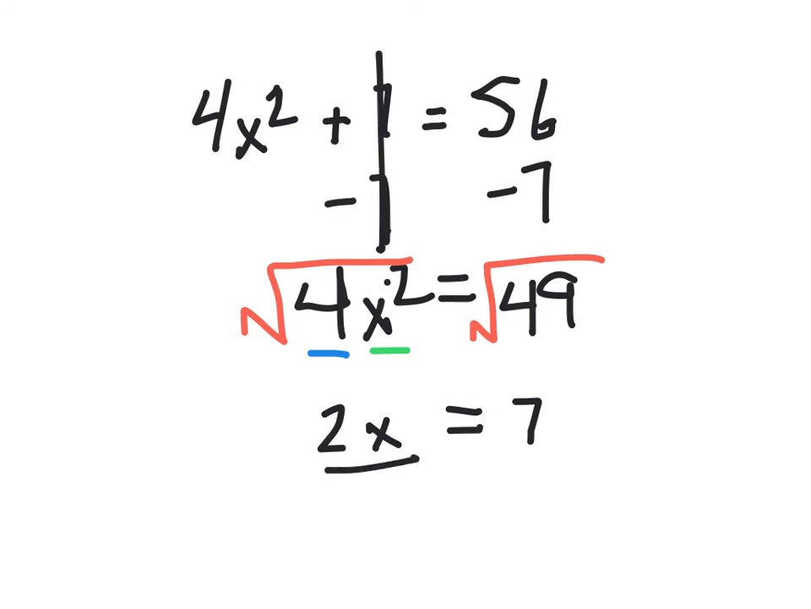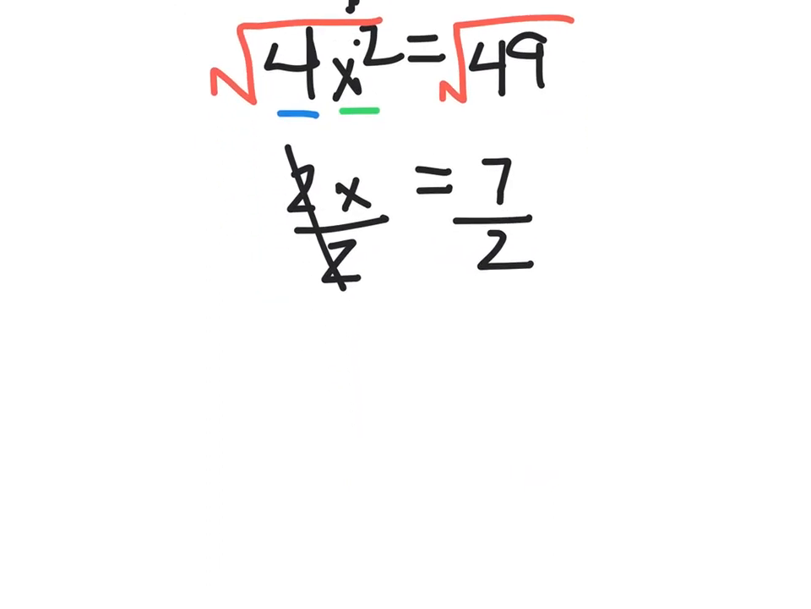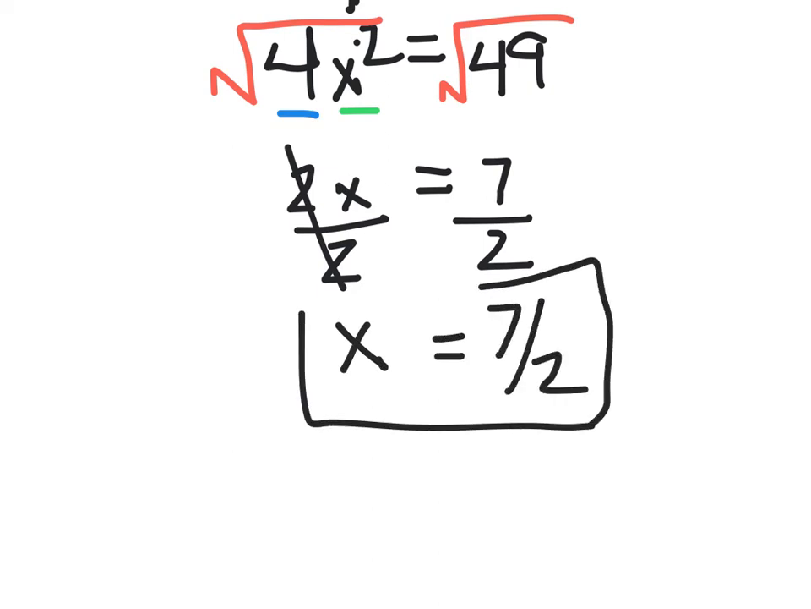Again, dividing to get rid of the coefficients in front of our variable, we have to divide by 2. We have to do it to both sides. That leaves us with x equals 7/2. Now try it on your own.